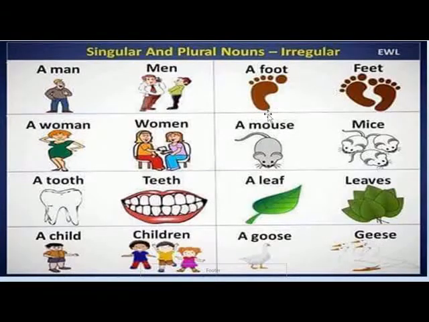See here, these are the singular nouns, and here these are the plural nouns of them. Here the singular, here the plural. So what is the relation between the singular and plural nouns and the title of the lesson? It is possessive. Let's see.